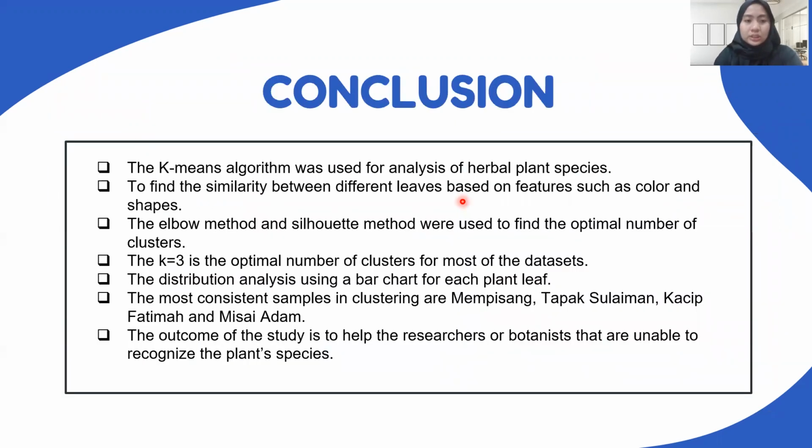Okay, so the conclusion: basically, this study uses the K-means algorithm for analysis of herbal plant species to find the similarity between different leaves based on features such as color and shape. The elbow method and Silhouette method were used to find the optimal number of clusters. And k equals 3 is the optimal number of clusters for most of the datasets. So the most consistent samples in clustering are Mempisah, Tapak Sulaiman, Kak Fatimah, and Miss Adam. And so the outcome of the study is to help researchers or botanists who are unable to recognize the plant species.